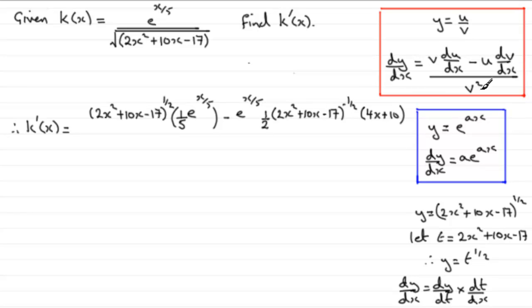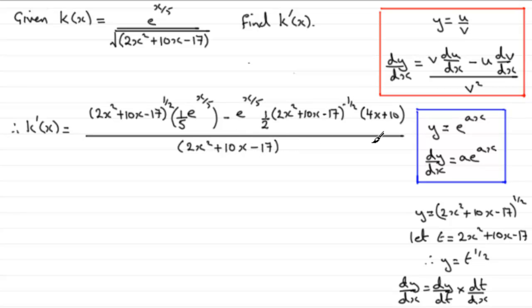Now this is all divided by v squared, the square of the denominator there. So just draw one long line, and that is over the square of the denominator. If we square the square root of 2x squared plus 10x minus 17, all that happens is we get rid of that square root. It becomes 2x squared plus 10x minus 17.